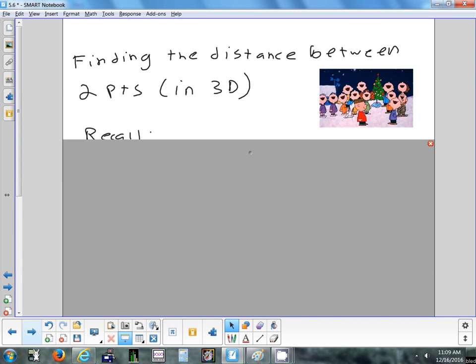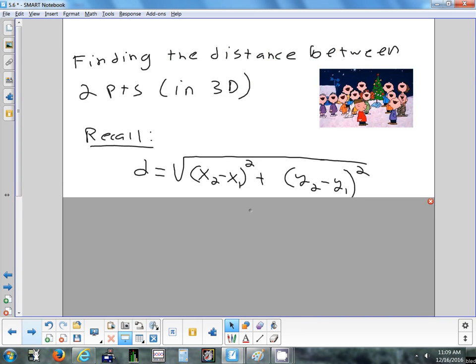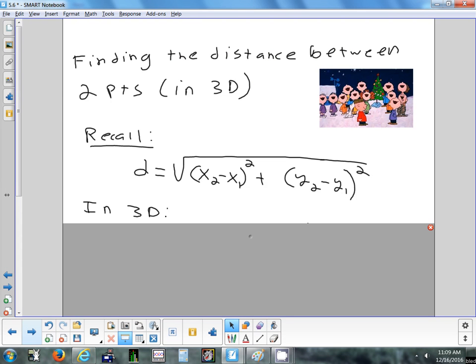One thing we talked about very early on this year is how to find the distance between 2 points. We're going to do exactly the same thing in 3D. For every formula I show you today, I'm going to first put the 2D version, just to get you to remember what that is, and then I'll show you the 3D version. In 2D, you've got the difference in the x's squared, plus the difference in the y's squared, and then you take the square root.